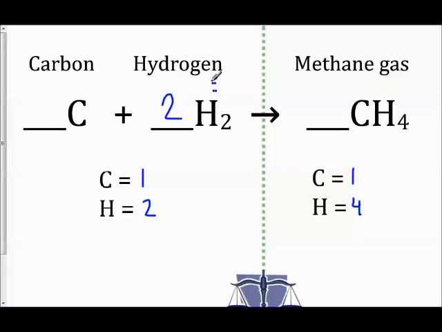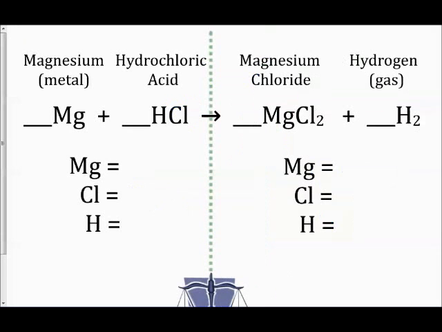How many hydrogens do we have all together? 4. So cross this out. 4. And hey, we're balanced. That is an easy one. Simple. Let's keep going. Try this one on your own first. Pause the video and then restart when you're ready to check your answer.